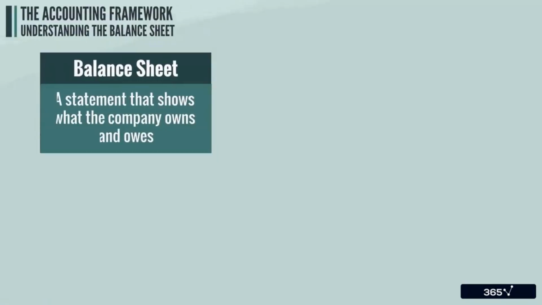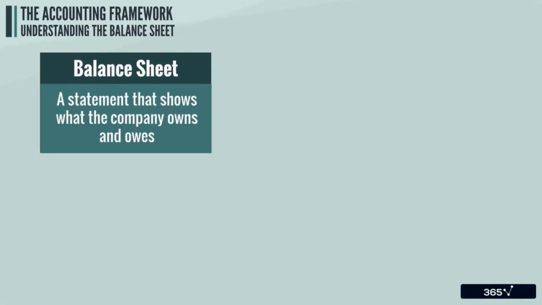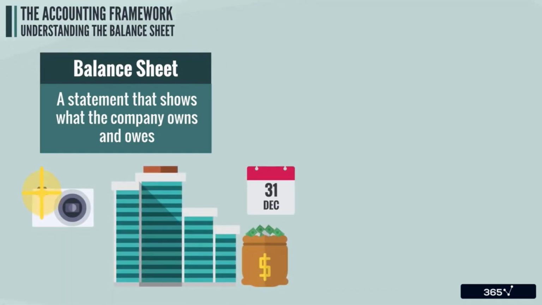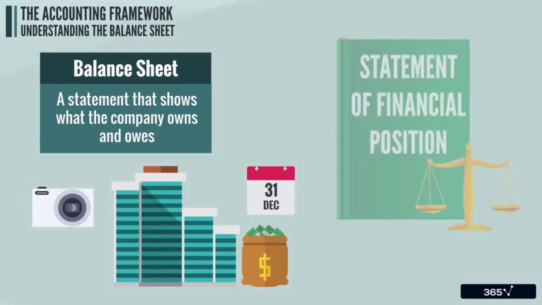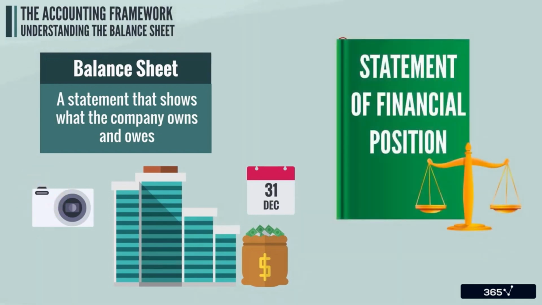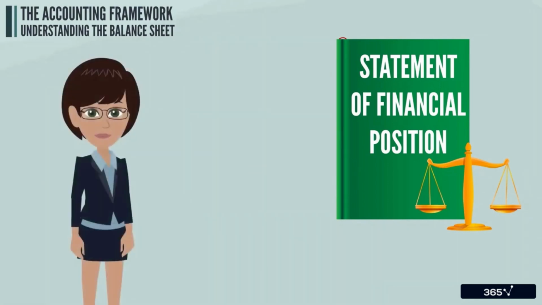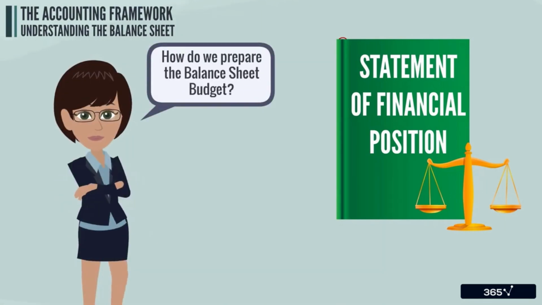The balance sheet is a statement that shows what the company owns and owes. It is a snapshot of a firm's financials at a certain date. Officially, we call it a statement of financial position, which is simply an alternative way to refer to that report. Okay, so how do we prepare the balance sheet budget?